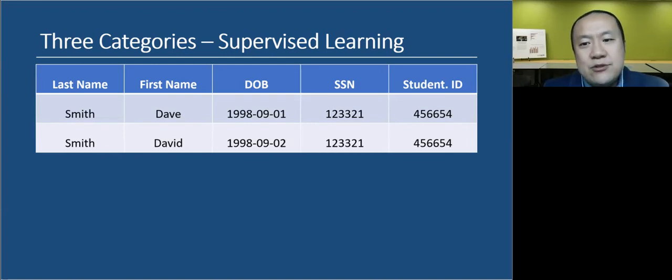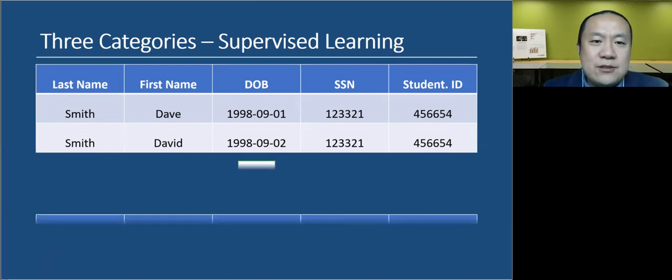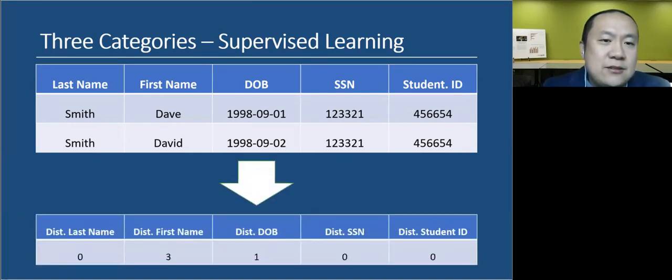So here's our approach. We generate a matrix for each pair of rows, and calculate the distance between each field, like this. You know, we have 2 persons, the last name is also Smith, and first name, one called Dave, one called David. And date of birth is only 1 day different. And they share the same SSN and the same student ID. So can I say they belong to the same person or not? Because only the first name is different. It's hard to say.